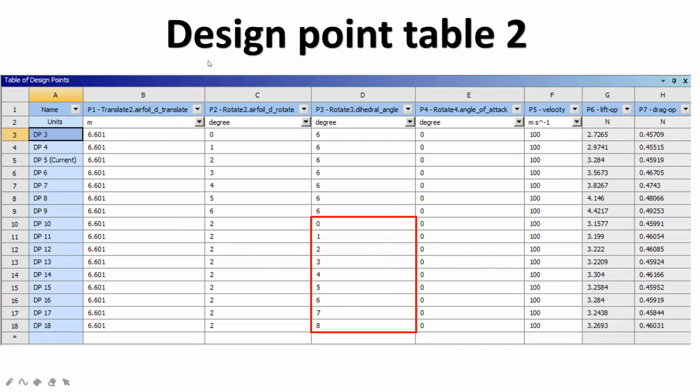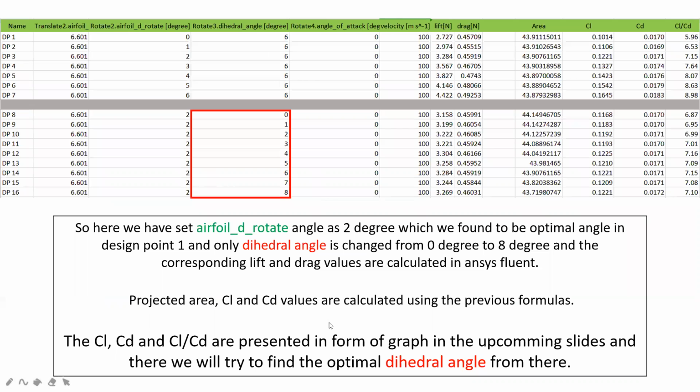Now this is design point table 2. Here we have taken the 2 degree optimized angle for airfoil D rotate, and we have changed the dihedral angle, which was previously just 6 degree. We have changed it from 0 degree to 8 degree to find the optimal dihedral angle. Going to the next slide, we have calculated the lift and drag through the ANSYS solver, and we have found the area as explained in the previous slides, and CL and CD.